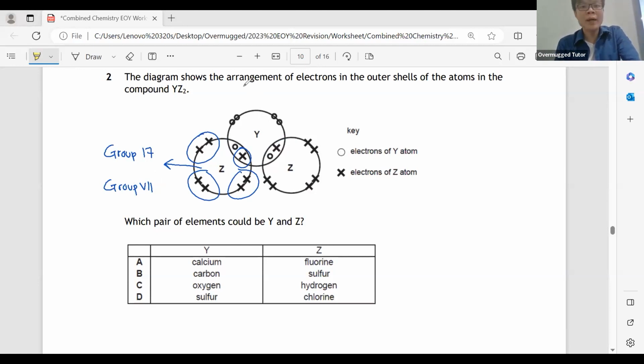Then now you look at Y. Y has 6 circles. What does that mean? It is group 16, because it has 6 outer shell electrons. Then you just go and match in your periodic table. Y first, so Y is group 16. Only 2 possible options. Z, what is inside group 17 or group 7? Chlorine.